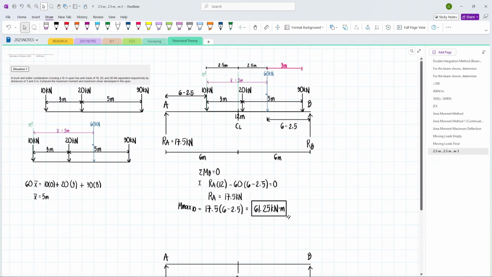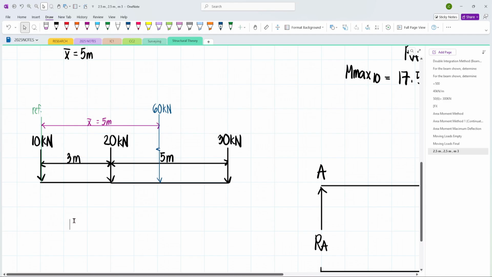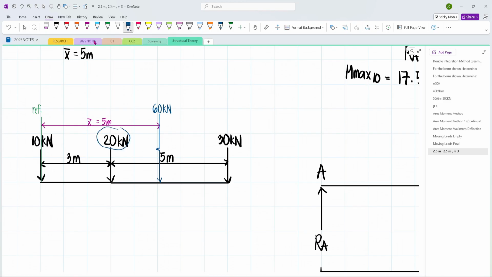So, we will check sa ano naman, 20 kN load. Ano yung maximum moment. So, copy natin ulit. Then, we will now consider the 20 kN load. So, between the resultant and the 20 kN load, we have this point. Yung distance na yan is 5 minus 3. So, di ba yung natira is, ano lang, 2 meters. So, yung gitna ng dalawang points, yung 20 saka 60, would be 1 meter. Ayan, tig 1 meter.